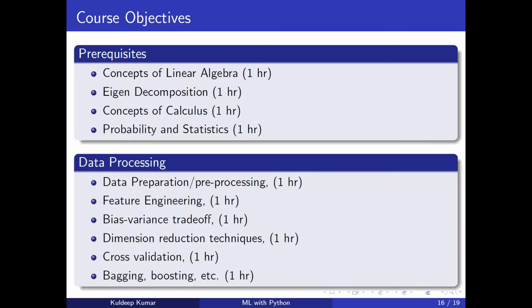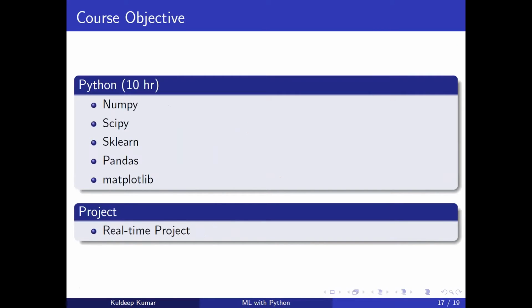And then the key thing will also be to focus on data: if you get raw data, how you are going to process it, how you are going to feature engineer, what features you need to use, and what the basic approaches are that you can apply. This will also lead you to hands-on experience with various Python libraries, including NumPy, SciPy, sklearn, Pandas, and Matplotlib, as well as a real-time project.